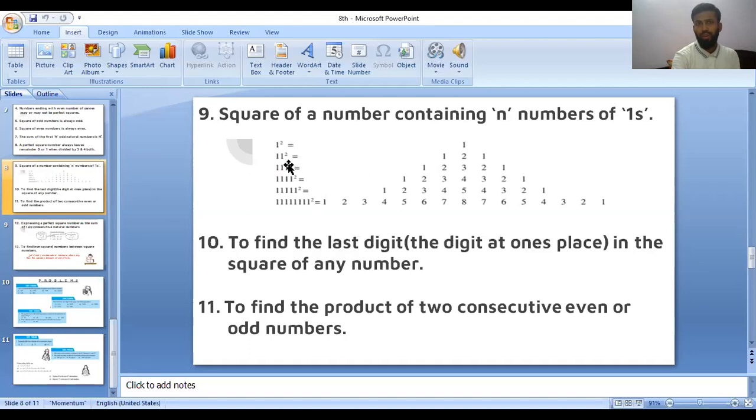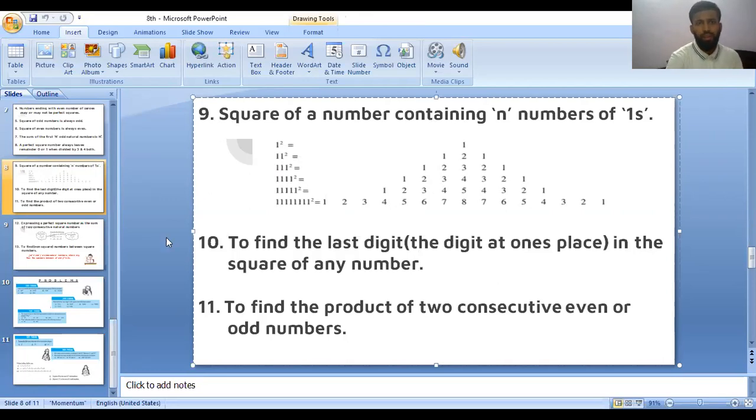1 square is 1, 11 square meaning 1 2 1. 111 square: 1 2 3, and 2 1, like 1 2 3 4 5. In the last example, it has 8 times 1, so 1 2 3 4 5 6 7 8, and then count down 7 6 5 4 3 2 1. Now move back to property number 10.